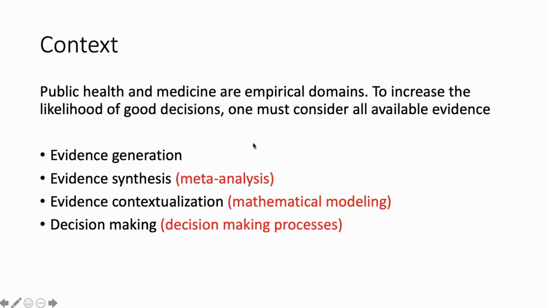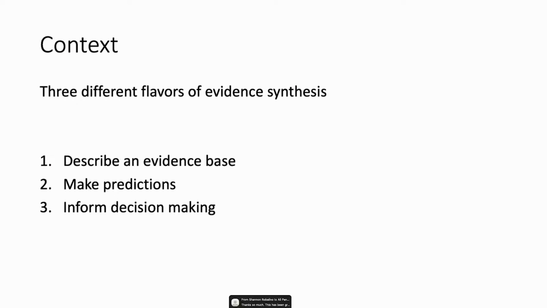But for evidence synthesis, in this spectrum, I refer to meta-analysis. For evidence contextualization, I refer to mathematical modeling, and for decision-making, I refer to various decision-making processes. So the context of this talk is about how evidence synthesis links to decision-making processes, and I'm going to make some more or less philosophical statements that I think are coming in direct conflict with a lot of the things that we traditionally do in systematic review and meta-analysis.